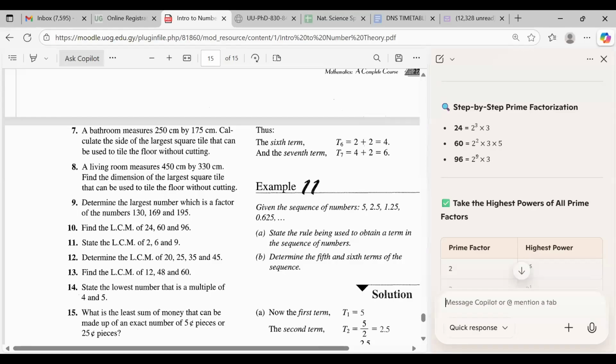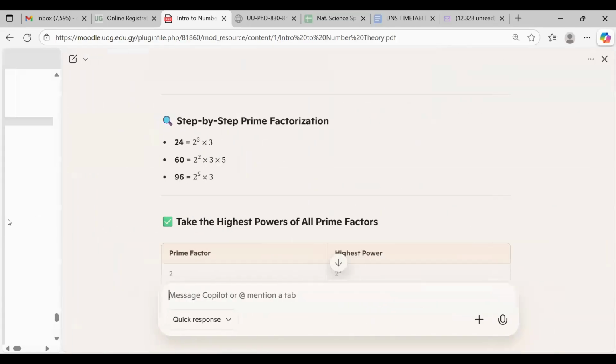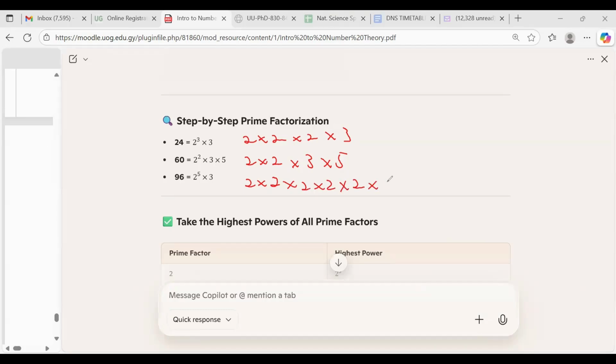So let me expand it out. Okay, that's it, all right? So we had 2 by 2 by 2 by 3, okay? And then this one will be 2 by 2 by 3 by 5. I didn't want to put in powers, so that will confuse you, right? By 2, how many 2s? 5 of them. By 3, good.